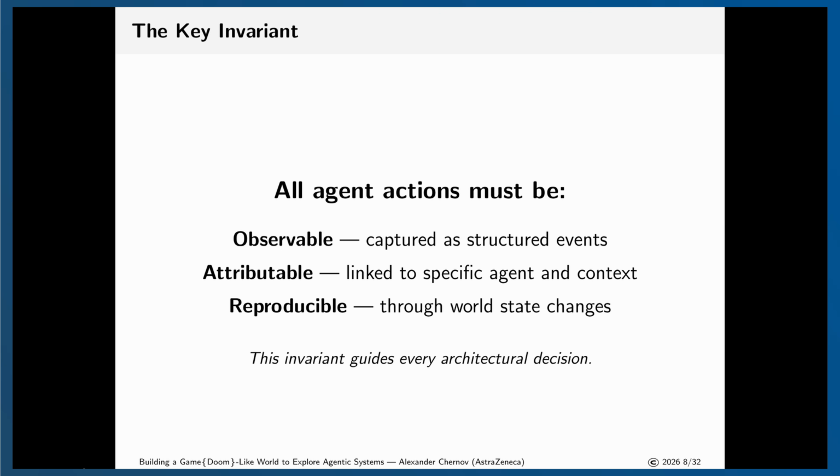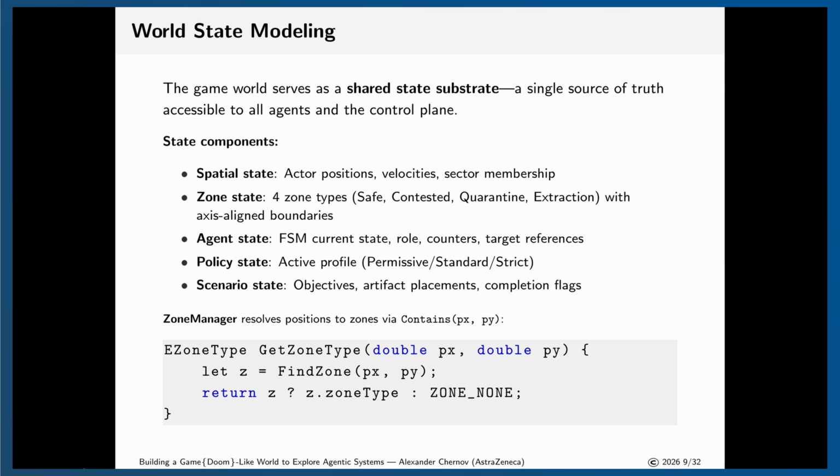So it's a two-way street. In world state modeling, the world state is structured into five layers. First, spatial state: where actors are, how fast they're moving, and the sector they're in. Second, zone state, with four zone types: safe, contested, quarantine, and extraction, each with an axis-aligned boundary. Third, agent state: a finite state machine, counters, and target references. Fourth, policy state, which defines what the agent can and cannot do, and whether it can interact with certain objects or events.